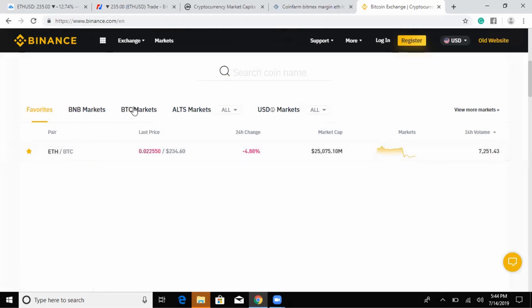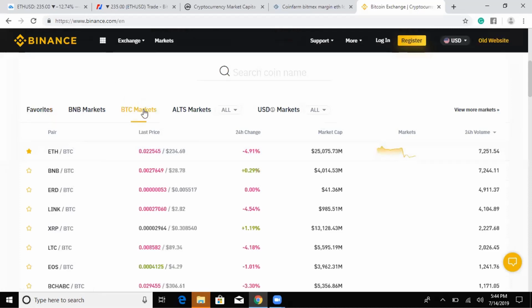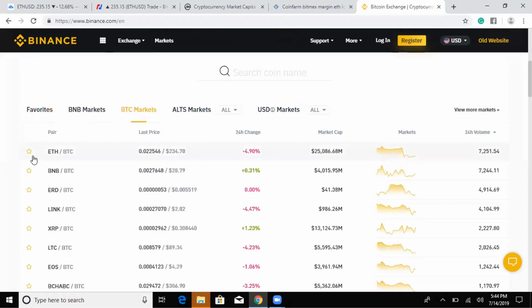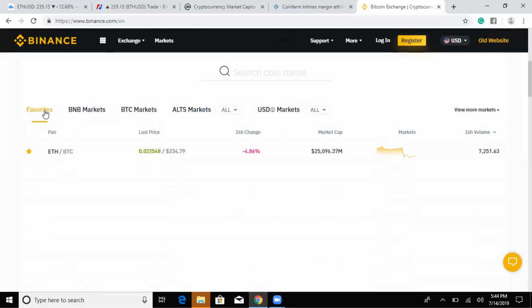And how you do that is go to the BTC market. If I deselect this and go to favorites, you won't see anything there. So go to the BTC market, and this right here, this star, select it, and you're already seeing your Ethereum there. Just add that to your favorites, and you just read the 24-hour volume from there.